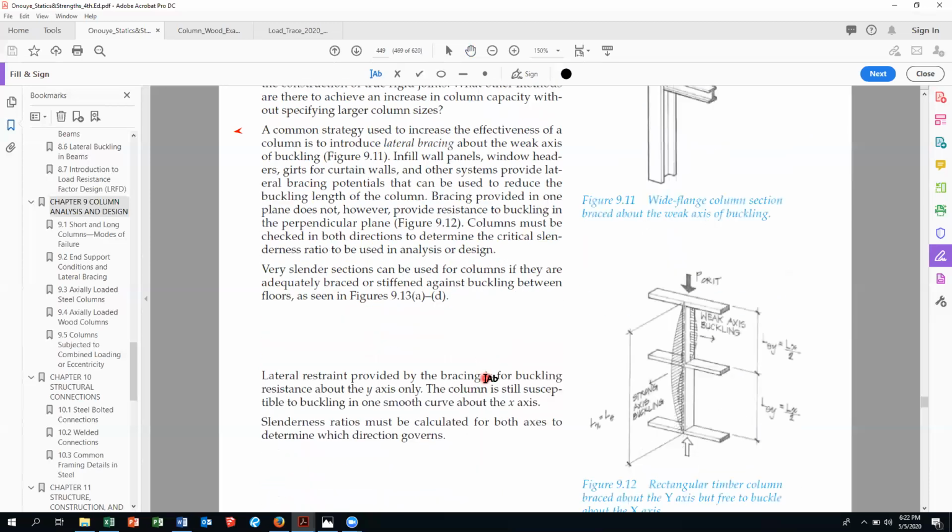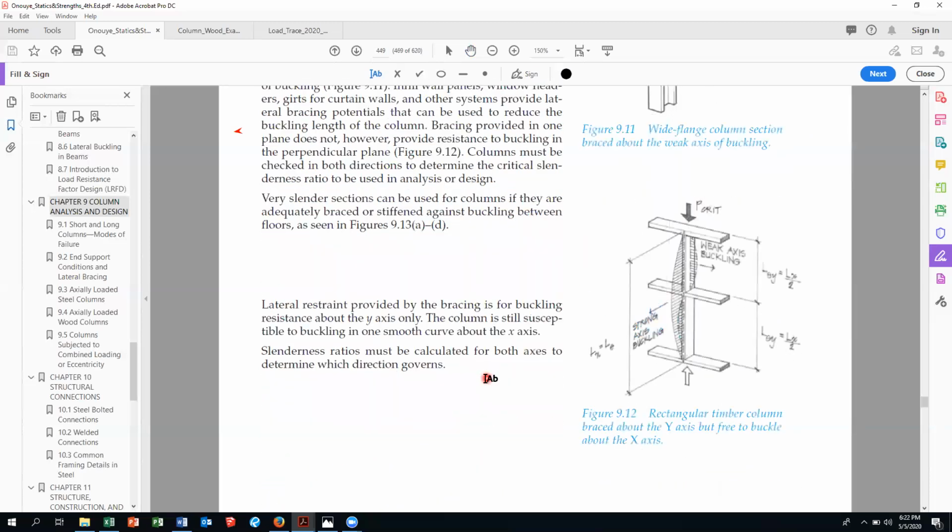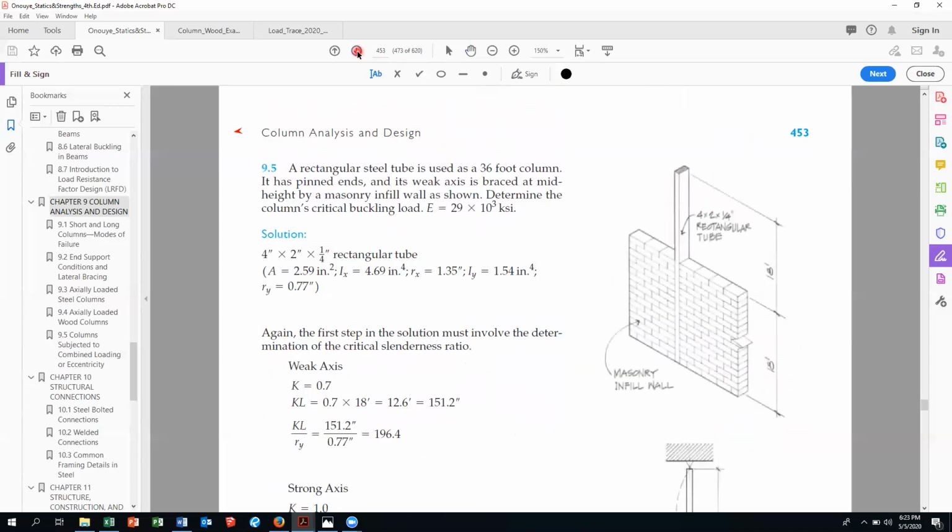Okay. Here's a good little picture of that. Now, that is going to tie into the analysis that we're going to do of a wood column. We're not going to get into any structural steel. We just don't have the time for it. You will dive into that quite a bit. So we're going to go up to page 474.